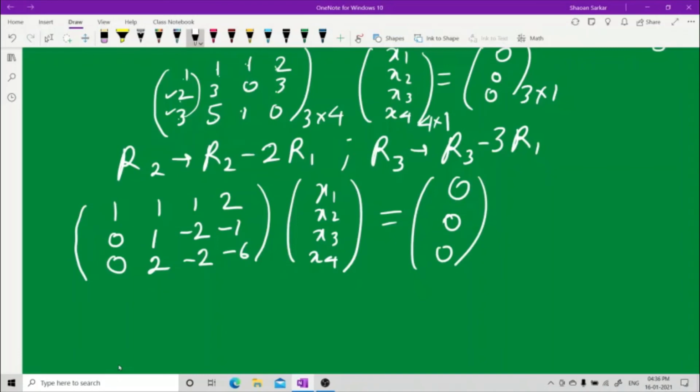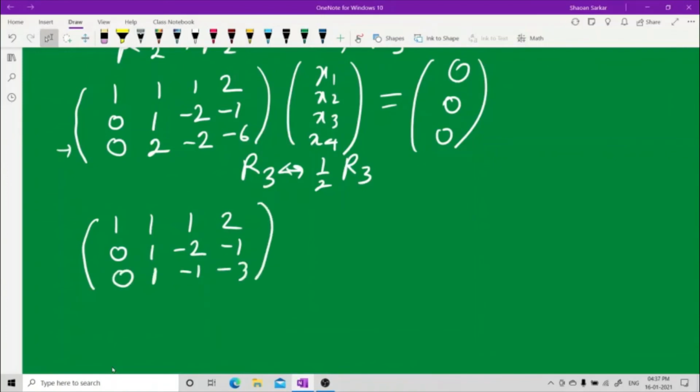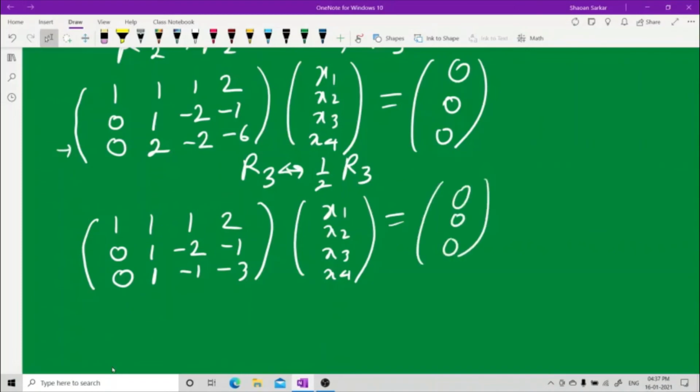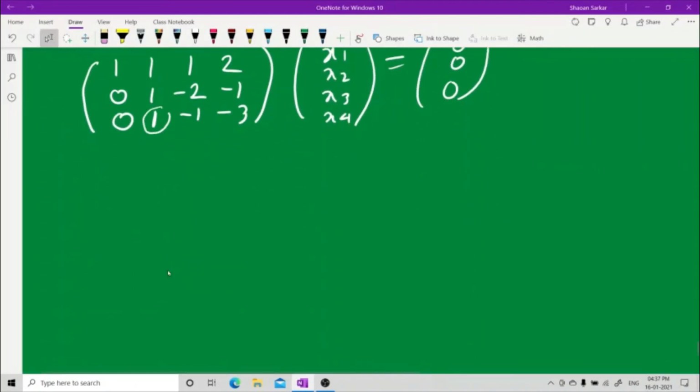Now the target is, do one thing: divide the third row by 2, so R3 becomes half R3. This will help me out in calculations, that's why I'm doing this. So what you will get is 1, 1, 1, 2; 0, 1, minus 2, minus 1; then 0, 1, minus 1, minus 3; and then x1, x2, x3, x4, equal to 0, 0, 0. You can keep it like this. Now the idea is to make this 0.